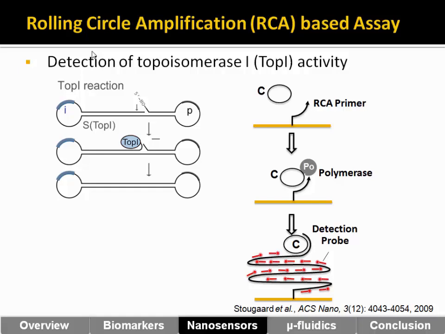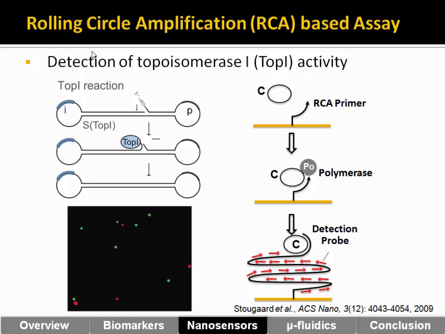We can then throw in a fluorescently labeled detection probe to identify this elongated structure, getting the results shown like this. I hope you can see the fluorescent spots right here. And each one of these fluorescent spots would then help us to identify a single enzymatic activity.